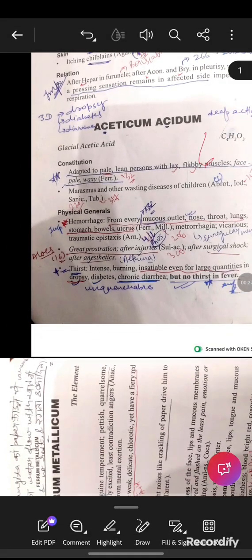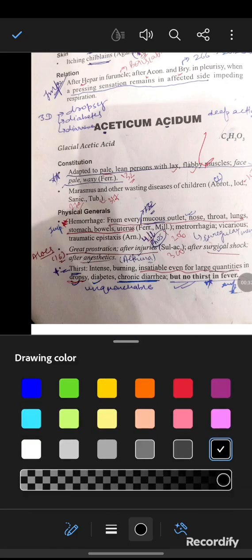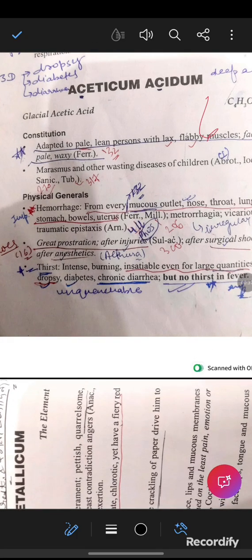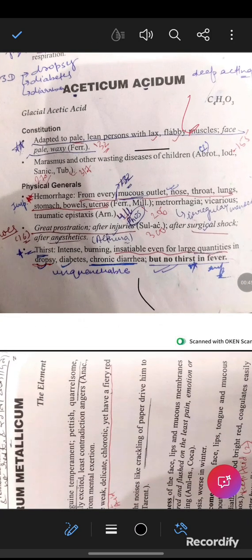Okay, I will draw something if this is necessary. Constitution is adapted to pale, lean persons with flabby muscles, and the face is pale.